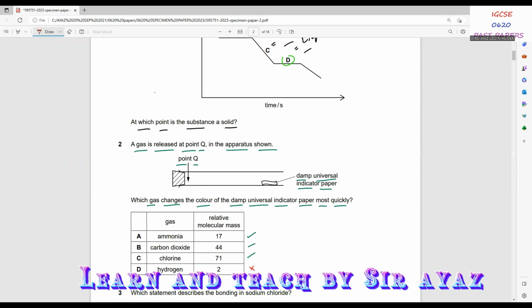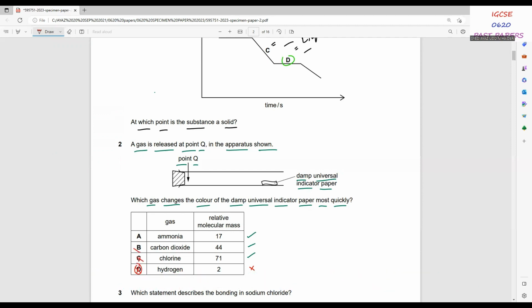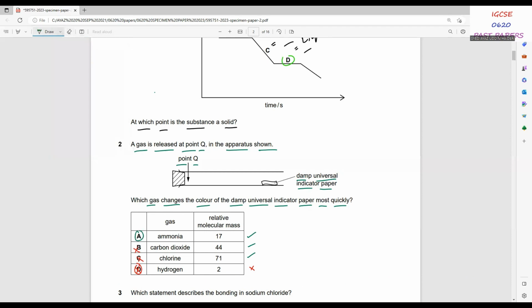Now we'll see the Mr of these gases. Ammonia has the lowest Mr, so it means ammonia should be the right choice. So these all are incorrect. So we are left with only choice A.